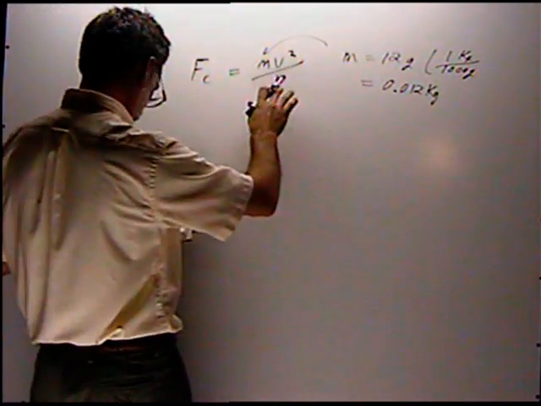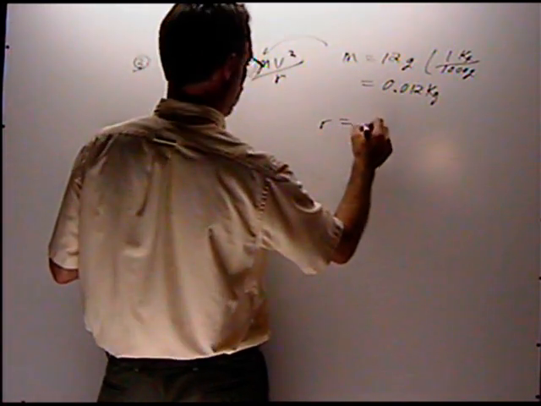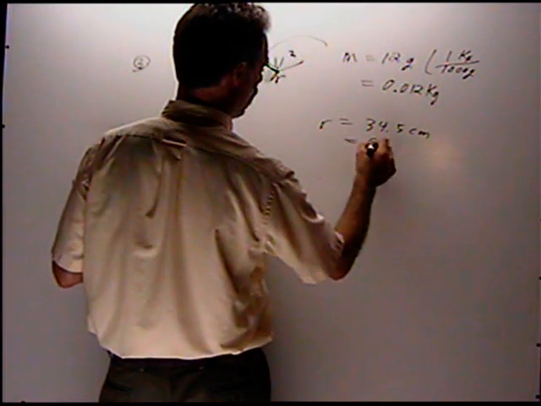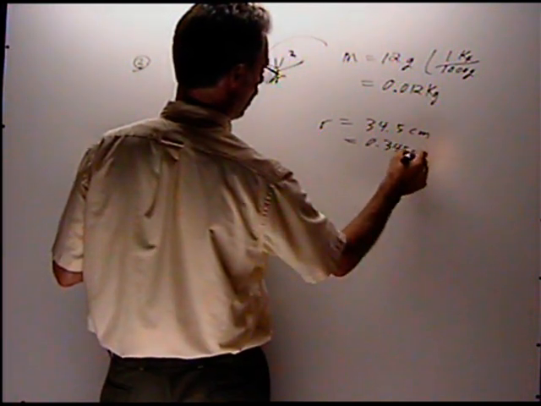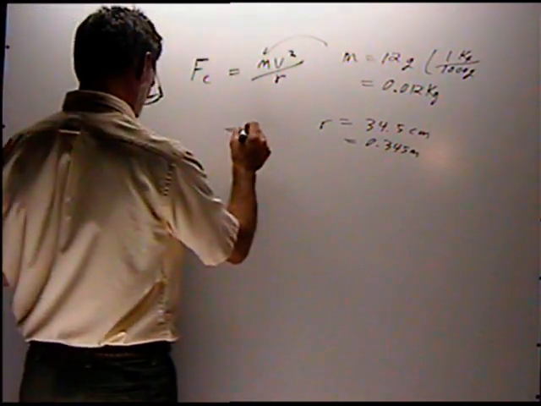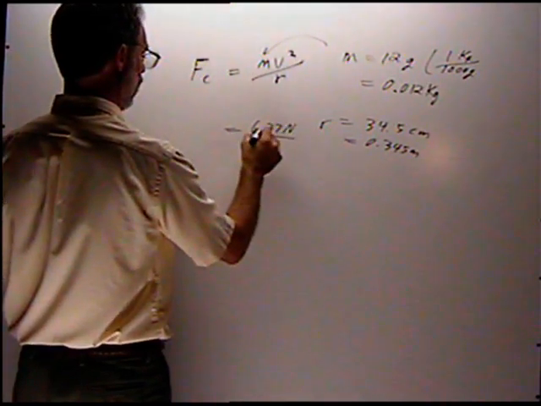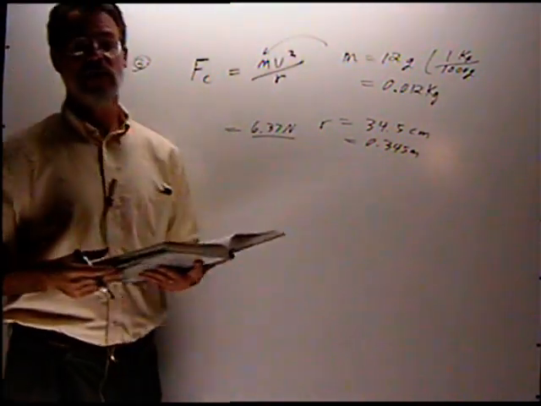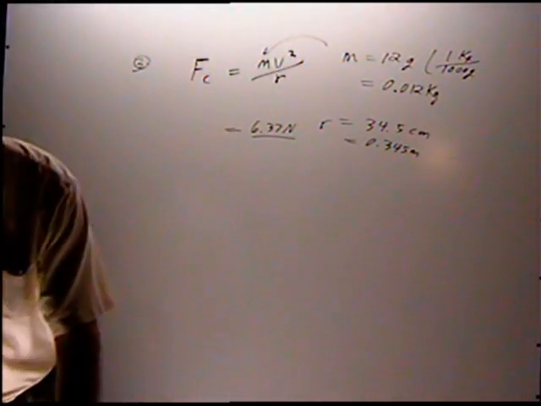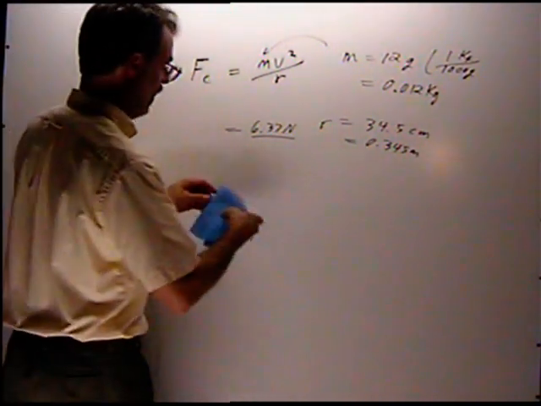Then you plug this in, plug in the radius. Again, the radius is 34.5 centimeters. Convert that to meters, 0.345 meters. You plug that in, and you should get an answer that's 6.37 newtons. That's the maximum strength of the string, the maximum tension that the string could withstand. Okay, that's number 3.